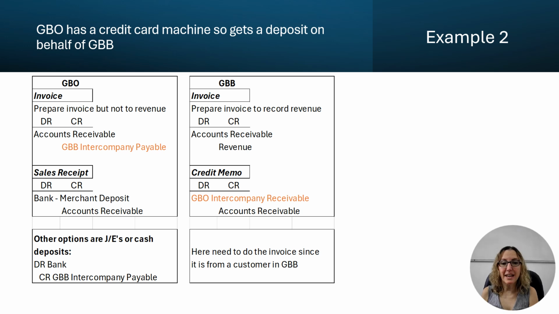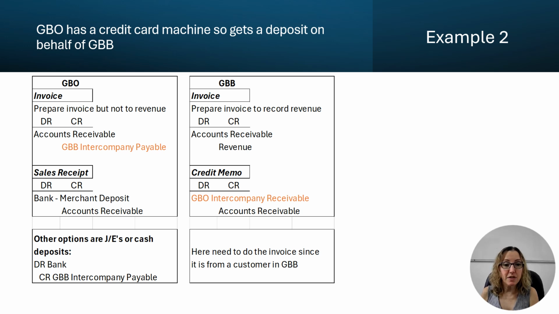So now let's look at example 2, where GBO has a credit card machine, so it gets a deposit on behalf of GBB. On the left, we have GBO's accounting, and on the right, we have GBB's. For GBO, all they're doing is receiving the cash. So they could prepare an invoice, but in that case, it does not go to revenue. Instead, you can see in the entry, we debit accounts receivable, but we credit GBB intercompany payable rather than revenue like we do on the GBB side.